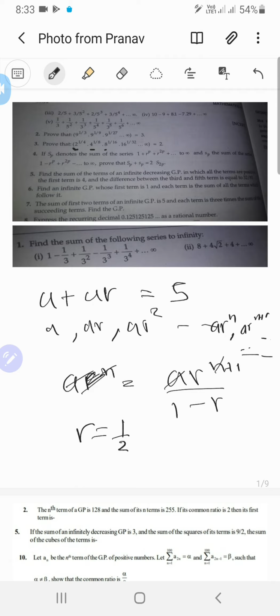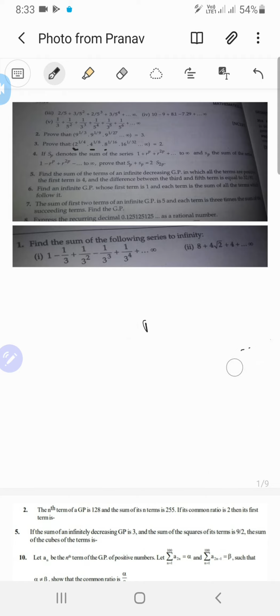And the sum of the first two terms is 5. So when you put r equals to half in this thing, you get a plus half a equals to 5. So 3 by 2 a equals to 5 implies that a is going to be equal to 10 upon 3. So this GP should look something like this. The first term is 10 by 3. The ratio is half, so you get 5 by 3. And yes, this is 5. And then half of that, which is 5 by 6. And then 5 by 12, and it keeps going like that. Okay, that's nice. Let's go to the next question.